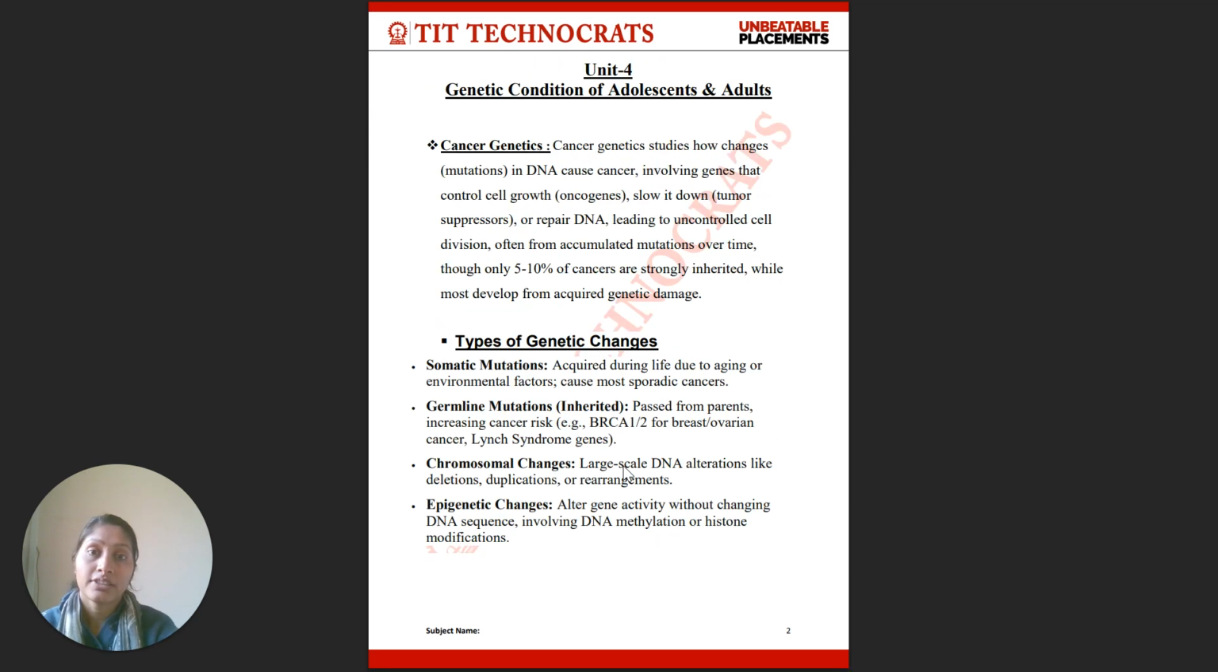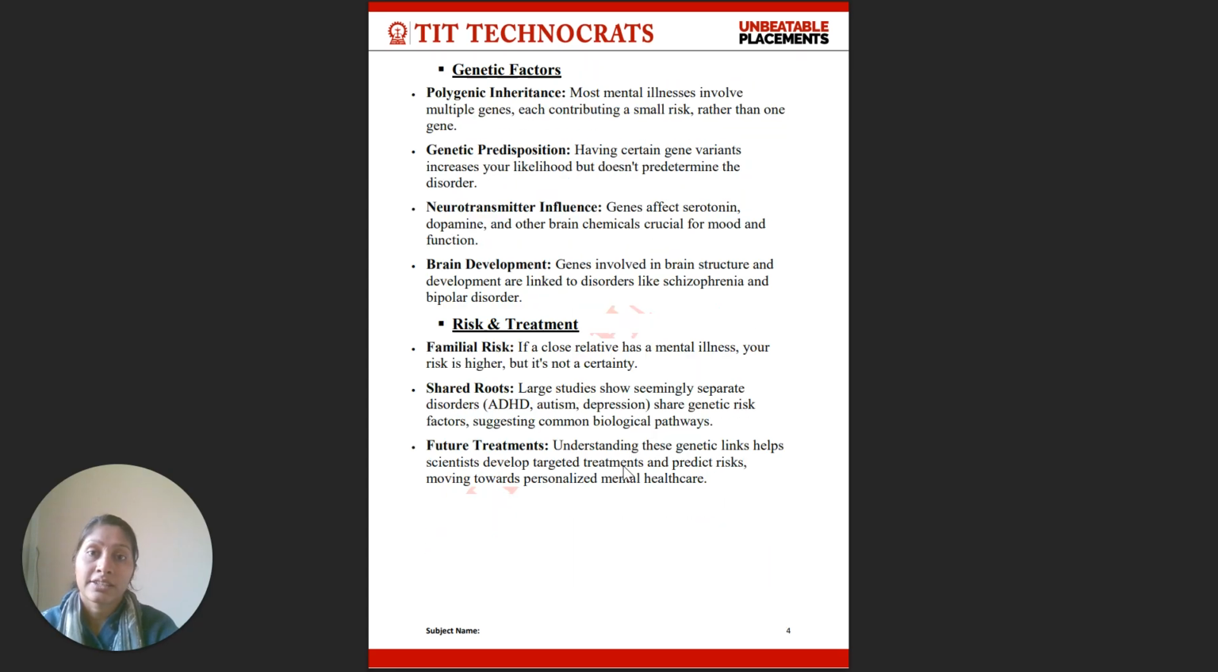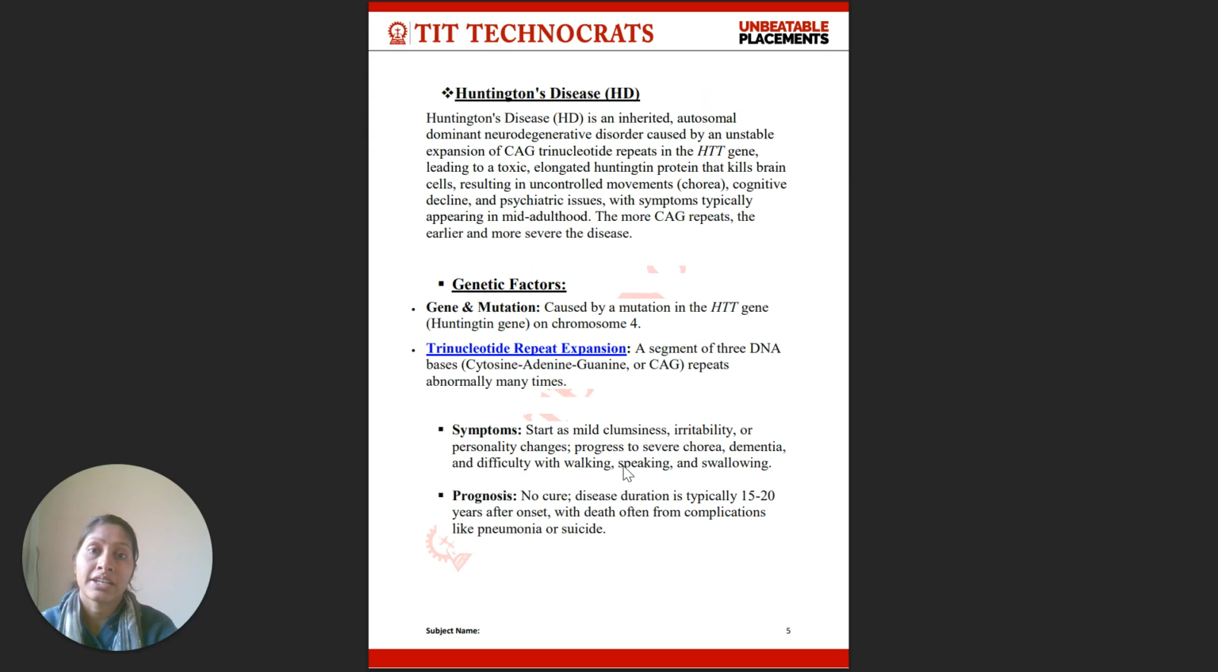So, we discussed Unit 4, genetic conditions of adolescents and adults. In this, first cancer genetics, and next is mental illness, then Huntington's disease.